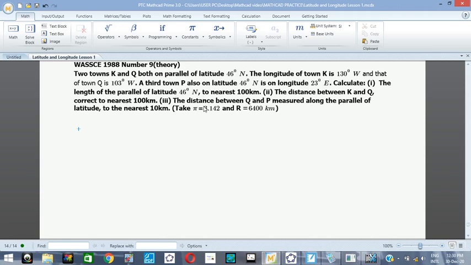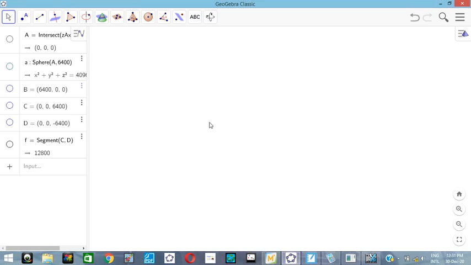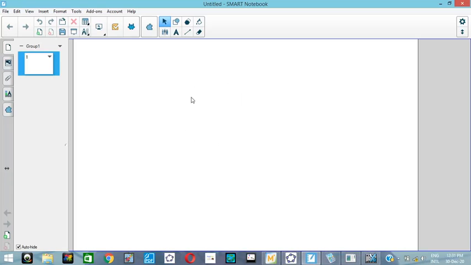And I'm going to solve this question using this software, GeoGebra, and I'm also going to use the Smart Notebook software, where I'm going to show you how you are going to present your work on paper. You know, you are not submitting your computer in the exam hall. You need to sketch this diagram of the longitude and latitude before you can solve. Then after solving, you can submit your paper.